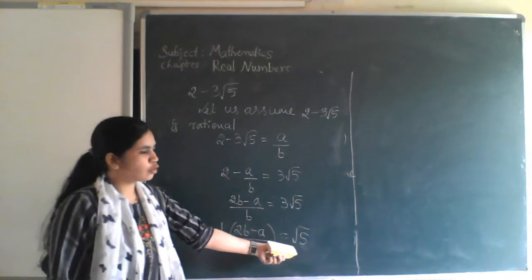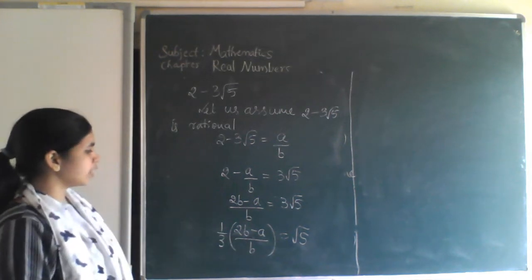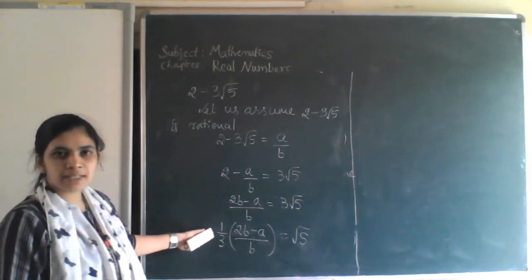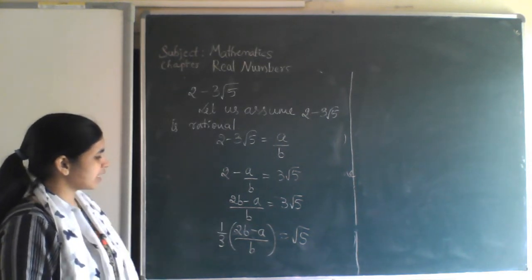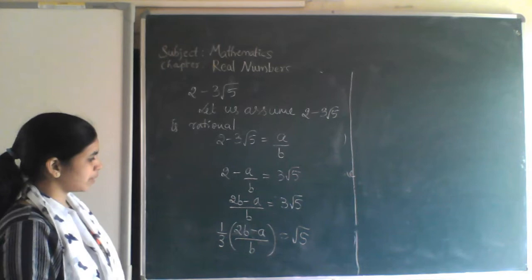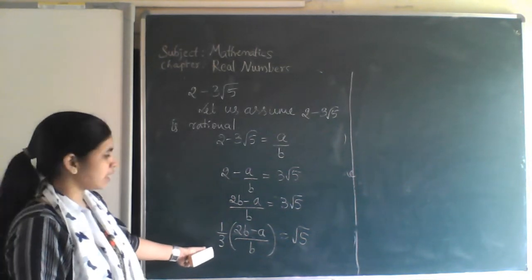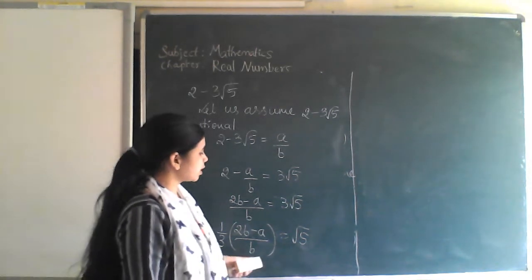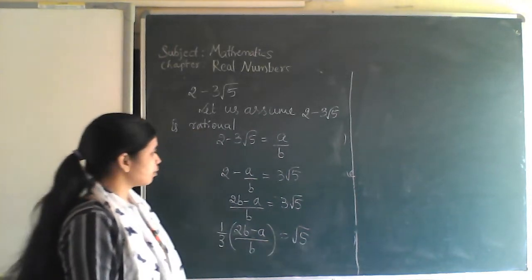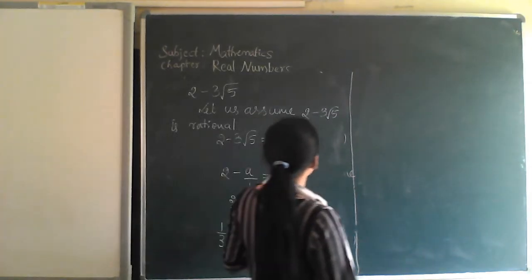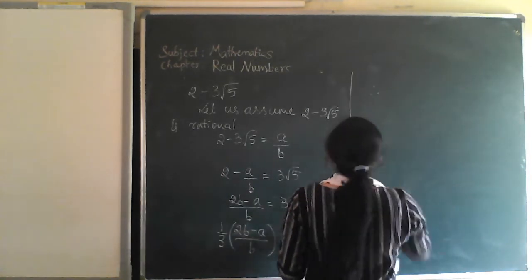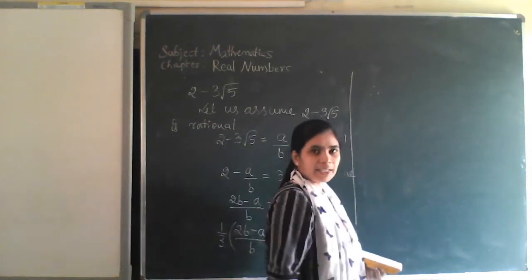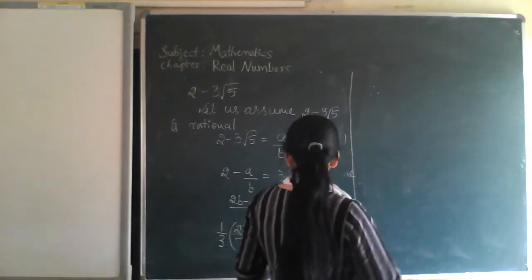We already know that root 5 is an irrational number. Then this number is in the form of p by q: 1 by 3 into (2b minus a) divided by b is in the form of p by q. Then this is a rational number. A rational number can't be equal to an irrational number. So our assumption is wrong. This is the contradiction method. 2 minus 3 root 5 is an irrational number.